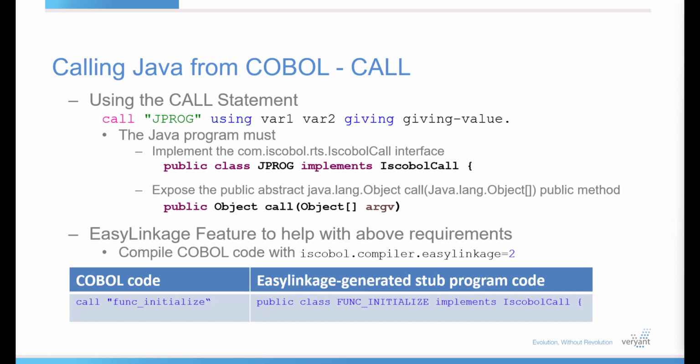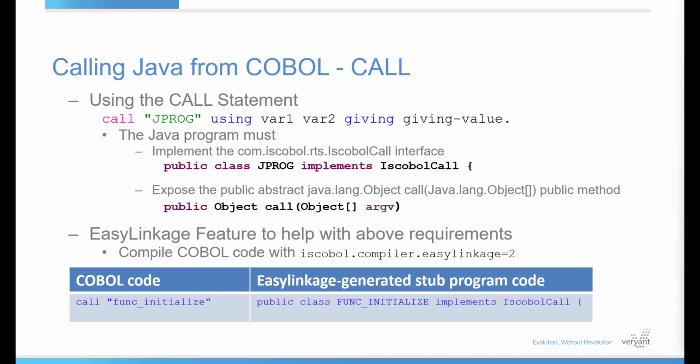If you don't have these two things in the Java program, then you have to use object-oriented programming instead of just a call statement. Now, because of these requirements, you can only call Java programs where you can control the Java code. And that means the call statement is usually used when you're transitioning to isCOBOL. Either you're replacing a C function or similar with a Java function, or you're replacing a library routine that's missing in isCOBOL.